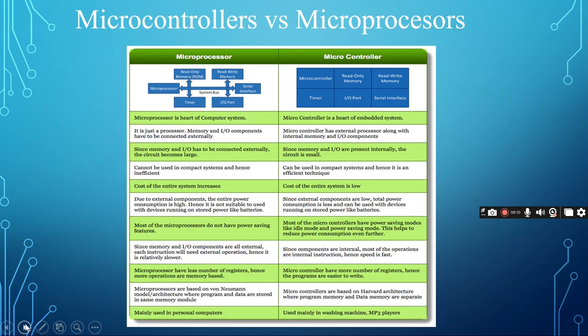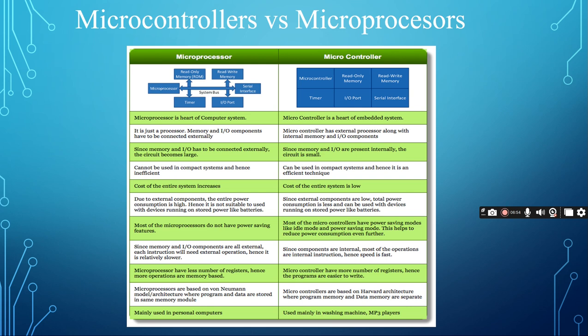So next topic: the difference between microcontrollers and microprocessors. The microprocessor is the heart of the computer system, whereas the microcontroller is the heart of the embedded system. A microprocessor is just a processor; memory and input output components have to be connected externally. Whereas a microcontroller has the processor along with internal memory and input output components. Since memory and input output components have to be connected externally, the circuit becomes large in the microprocessor. Whereas since they are present internally, the circuit is small in the microcontroller.